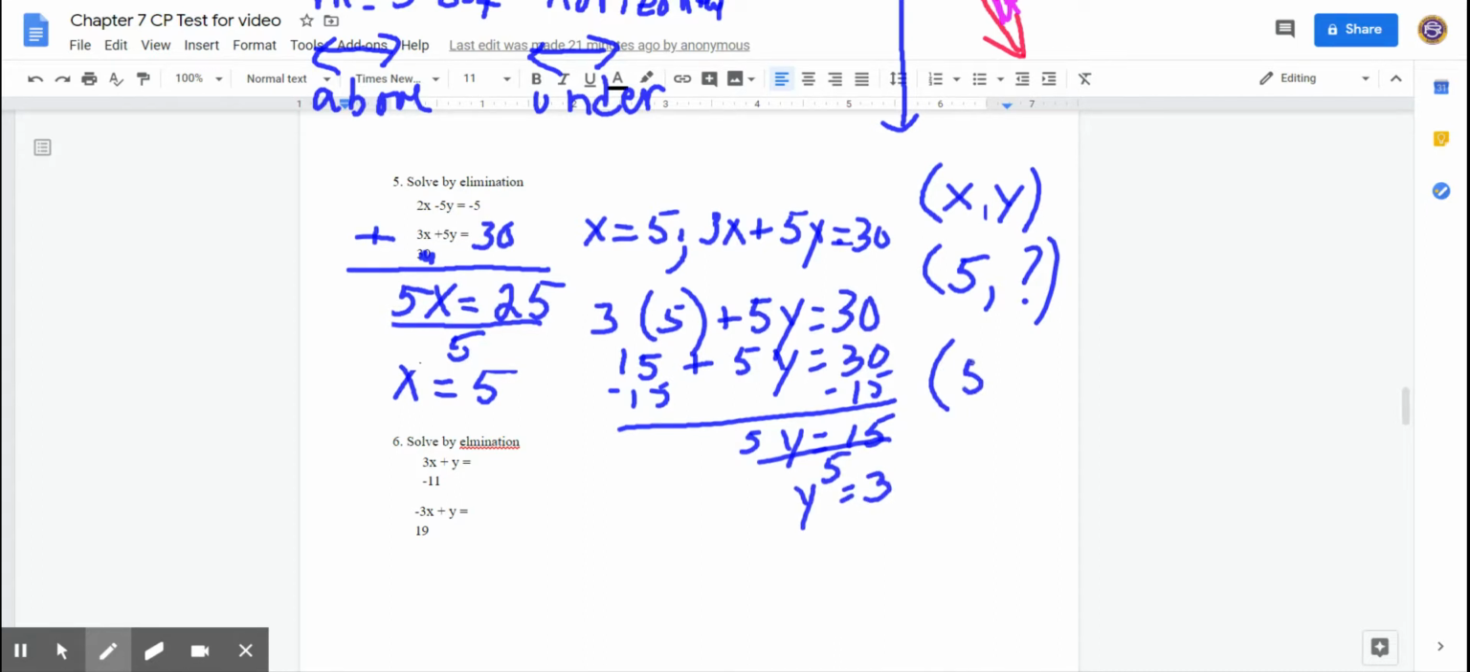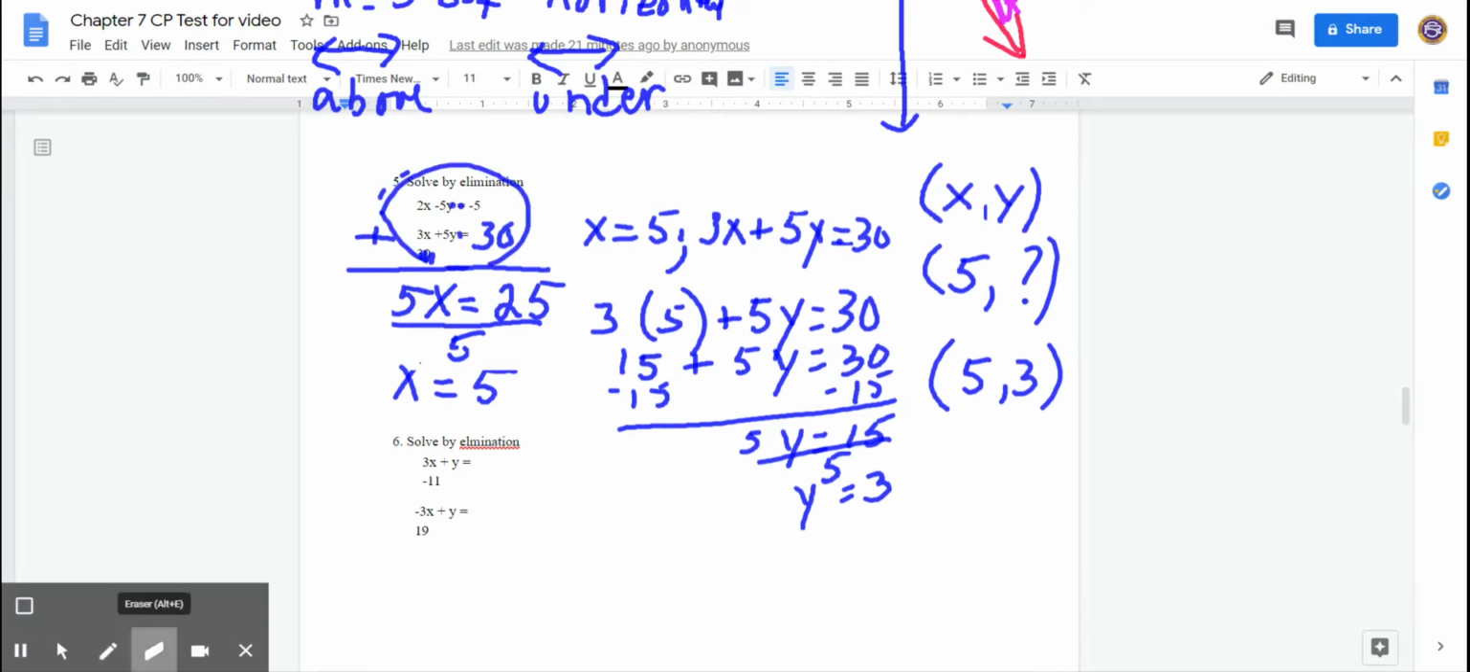So what's our ordered pair? 5, 3. Okay? And again, you can take these numbers and plug them in over here and see if that works. You can do it in your head. If you put 2 times 5 is 10, minus 5 times 3 is 15. What's 10 minus 15? Negative 5.